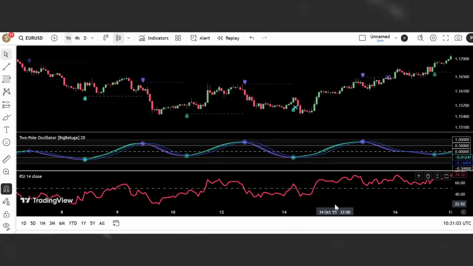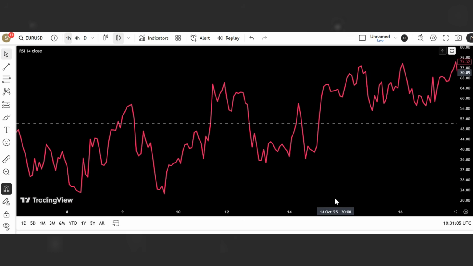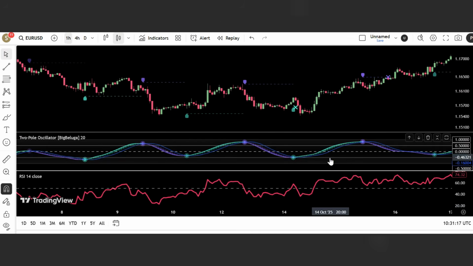Okay, you probably already know RSI shows a strength between buyers and sellers, but here's how we'll use it. We only take a buy if RSI is above 50. We only take a sell if RSI is below 50. That means we trade with the momentum, not against it. This simple rule filters out a lot of false signals, especially when the market is ranging or choppy.